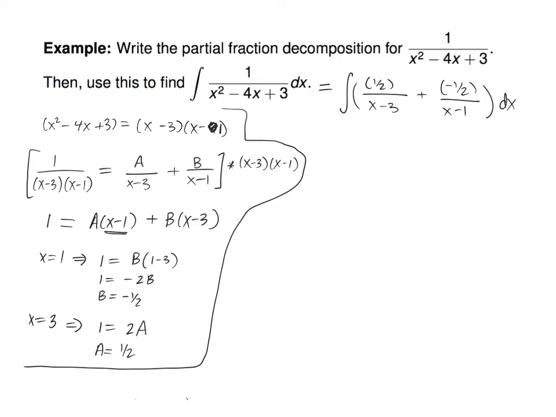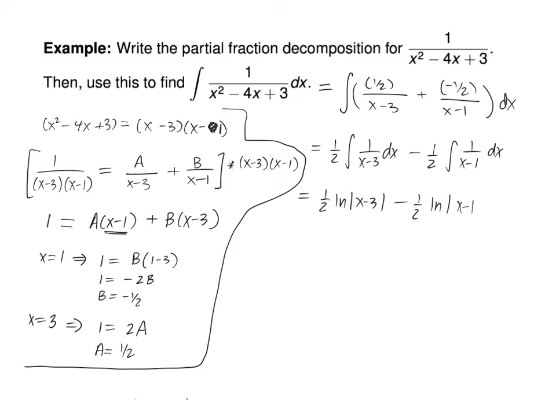Can you integrate both pieces on the left? Yep, you can. This is the same thing as, first of all, 1/2 times the integral of 1 over x minus 3 dx, minus 1/2 times the integral of 1 over x minus 1 dx. It's technically a u sub, but it's a really easy u sub, so there's no reason to even do it. What's the antiderivative of 1 over x minus 3? Natural log, absolute value, x minus 3, minus 1/2 natural log, absolute value, x minus 1. And then don't forget your plus c on the end.